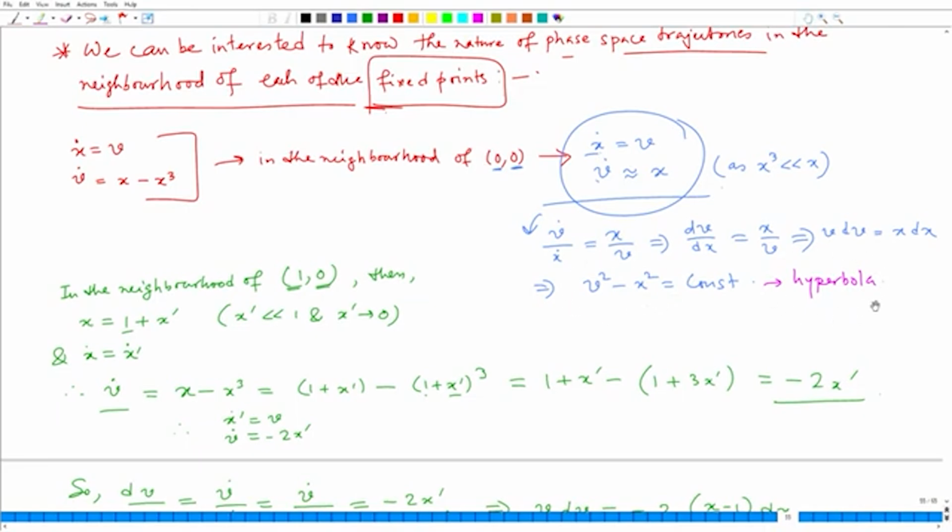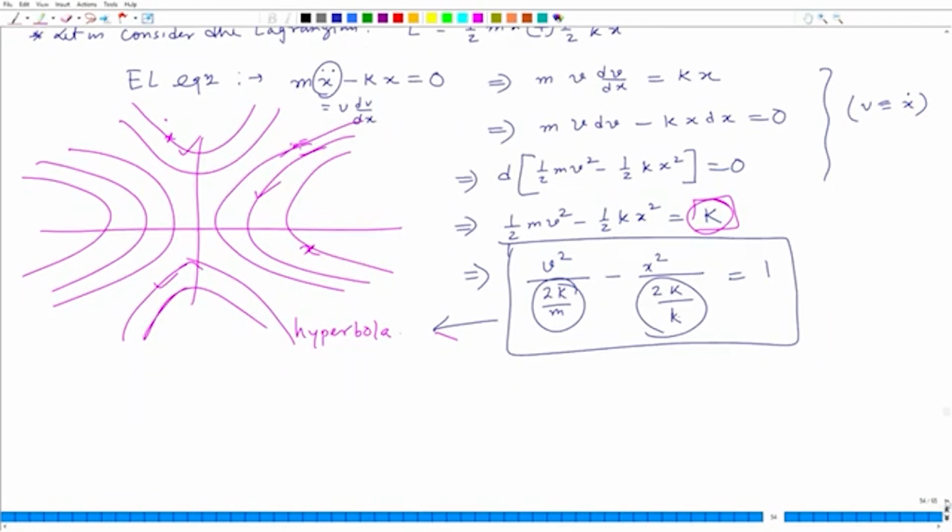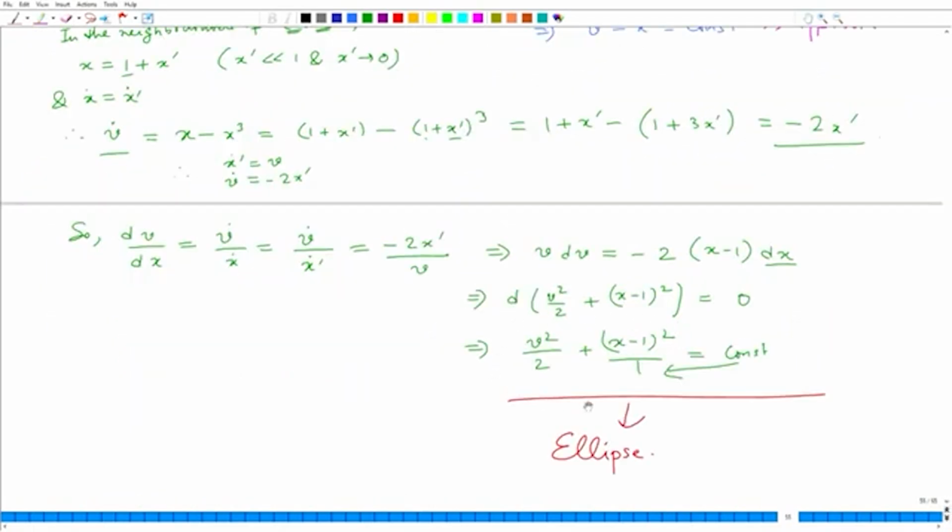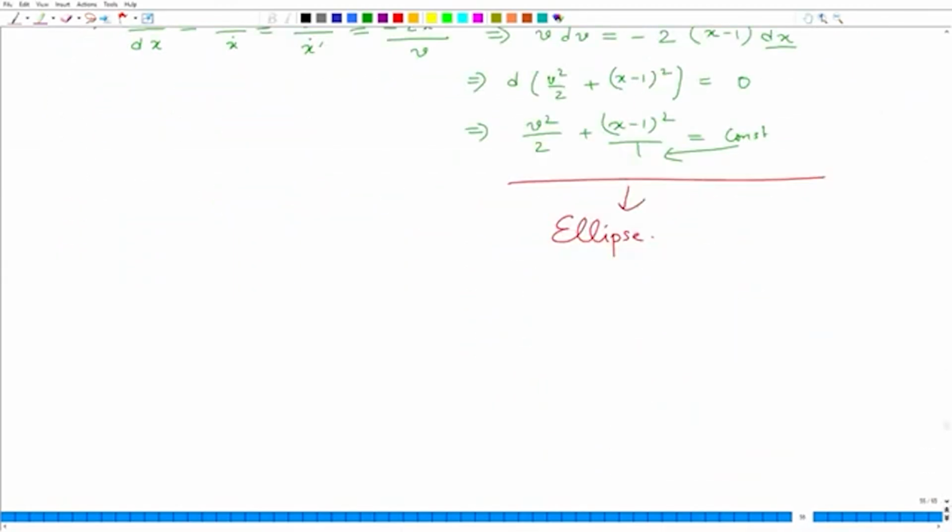Okay. Now, in the neighborhood of 1, 0, when we did such small perturbations, x prime, then we have shown also that we find the equation of an ellipse. Okay. So, if I now draw the phase space diagram for the motion of this particle, that is x and that is v.